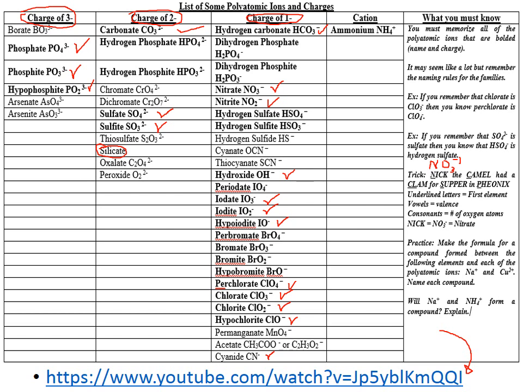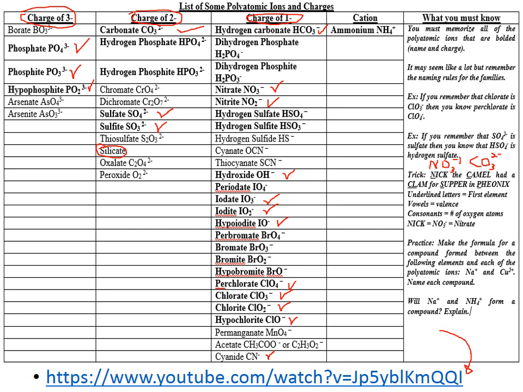Let's try this one here, camel. C is the first letter identified. In terms of number of oxygens, that's our consonants, so 1 C, 1 M, 1 L, so there's 3 oxygens. And in terms of the charge, that's going to be 2- because there's 2 vowels. So you can use this little trick here to remember some of the most important polyatomic ions that we're going to be dealing with.